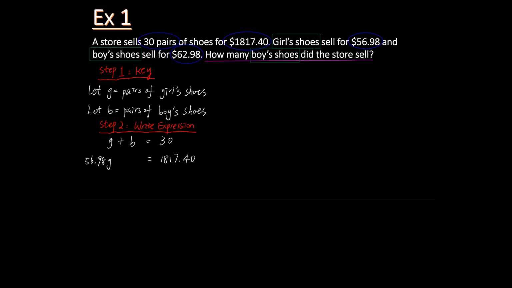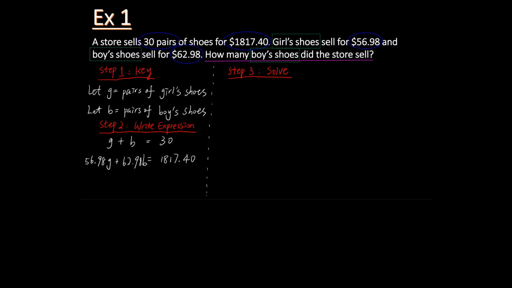Boys' sales is $62.98 per pair for B pairs. So we write 62.98 times B. So these two equations are the system of linear equations. After we have the system of linear equations, we are able to do the third step, solve it.